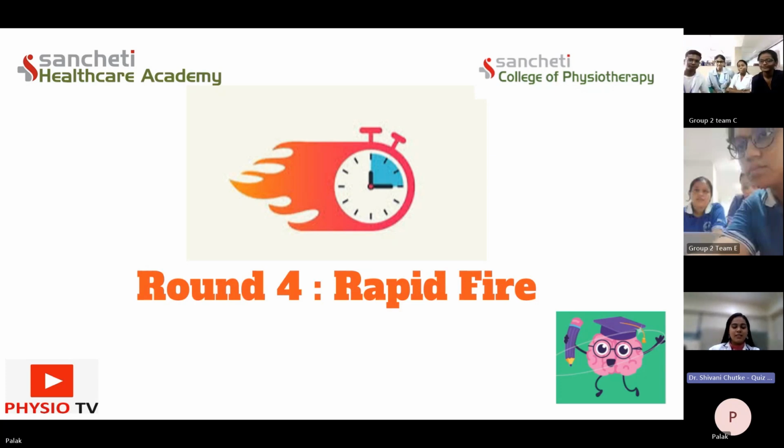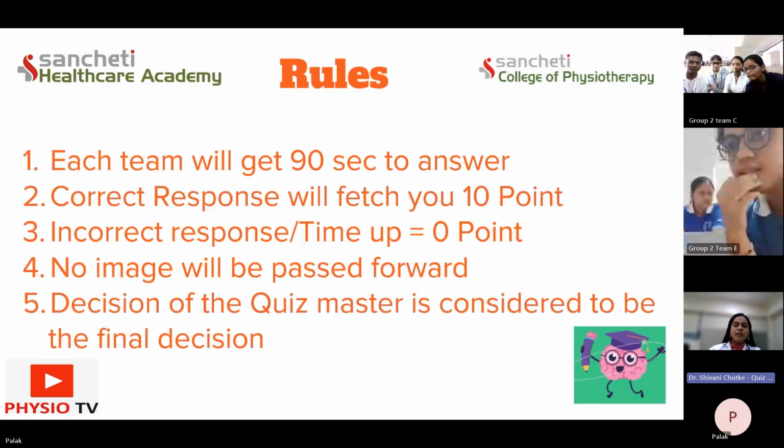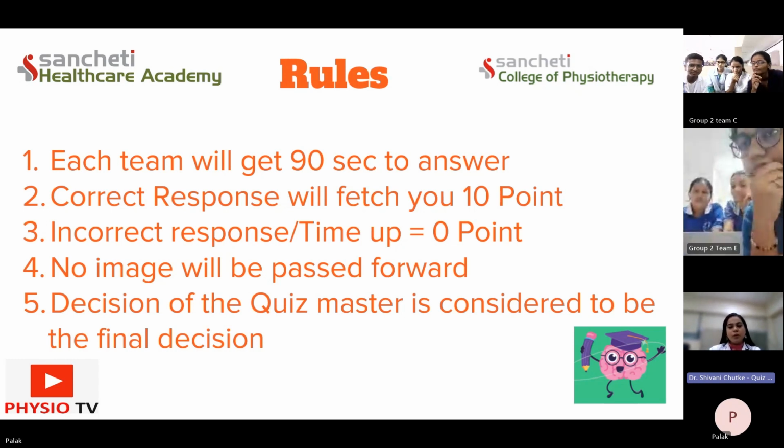As the name suggests, it should be full of rapid answers. The answer should be as rapid as possible. We'll be giving you all 90 seconds to answer. Each team should answer as many questions as possible in 90 seconds. The correct response to each is going to fetch you 10 points. An incorrect response is going to fetch you 0 points. No image or no questions will be passed forward. And the decision of the quiz master is the final decision. Any doubts?